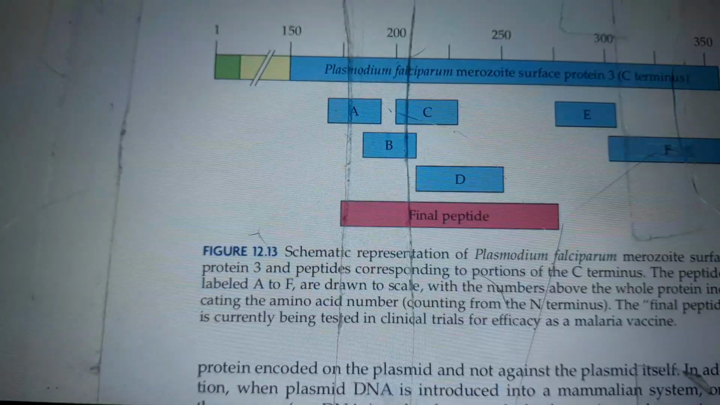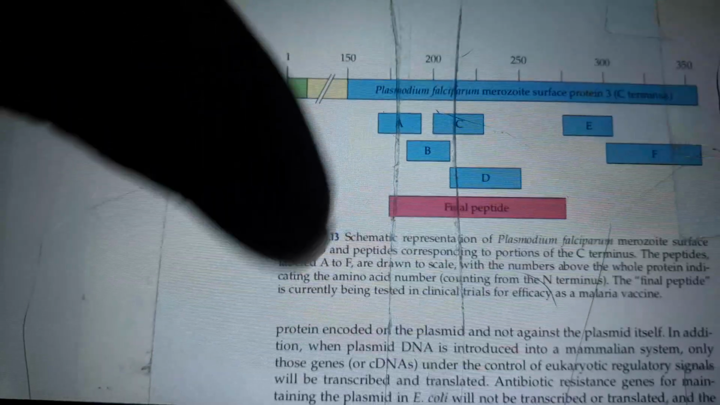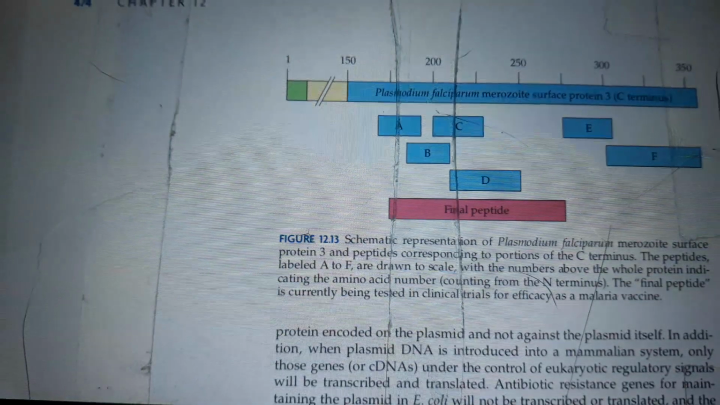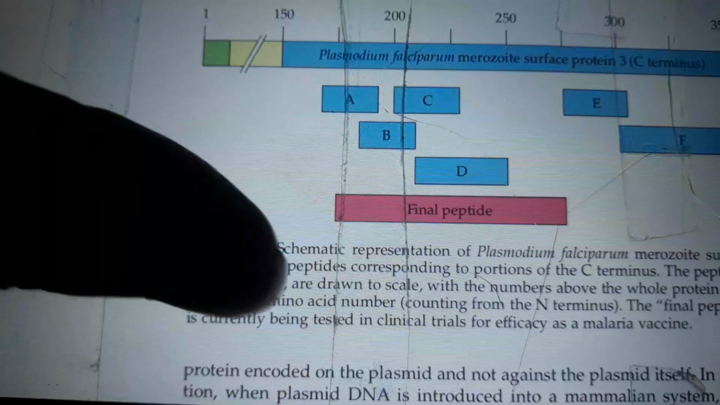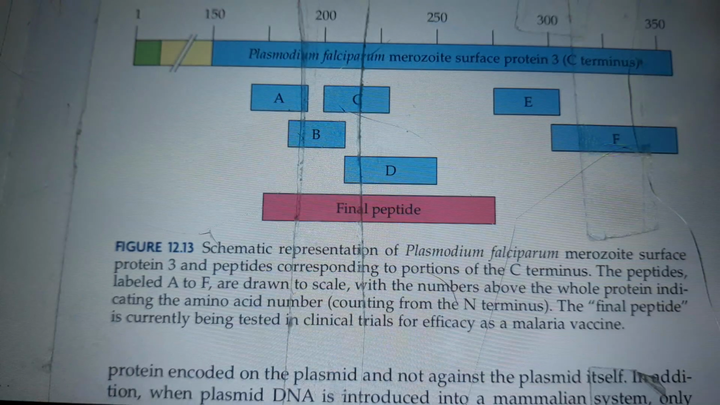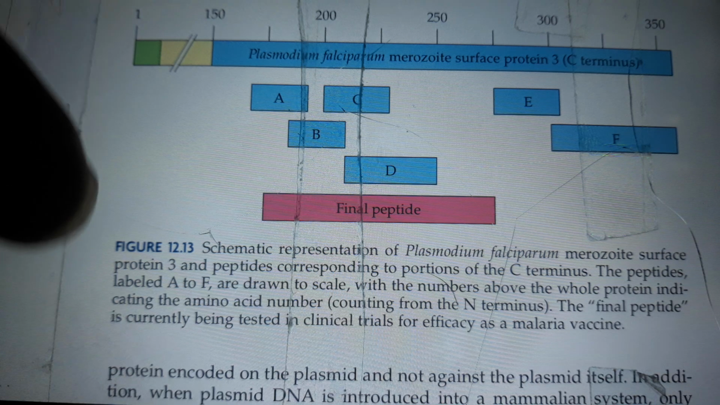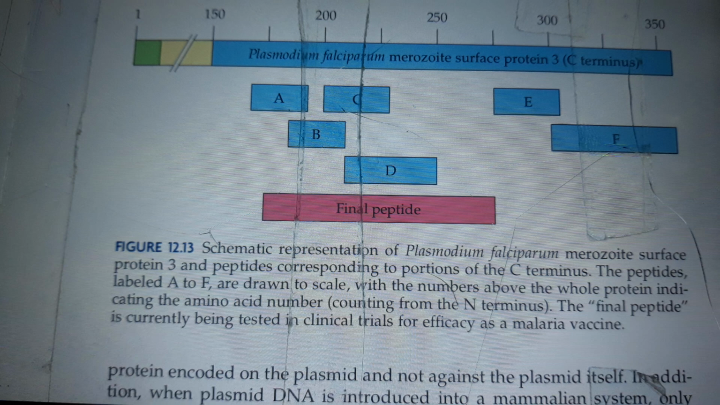Next is figure 12.13, a schematic representation of Plasmodium falciparum merozoite surface protein 3, and peptides corresponding to portions of the C terminus. The peptides labeled A to F are drawn to scale, with the numbers above the whole protein indicating the amino acid numbers, counting from the N terminus. The final peptide is currently being tested in clinical trials for efficacy as a malaria vaccine.